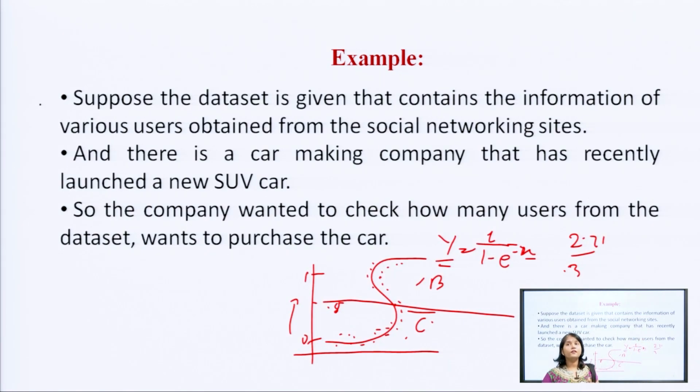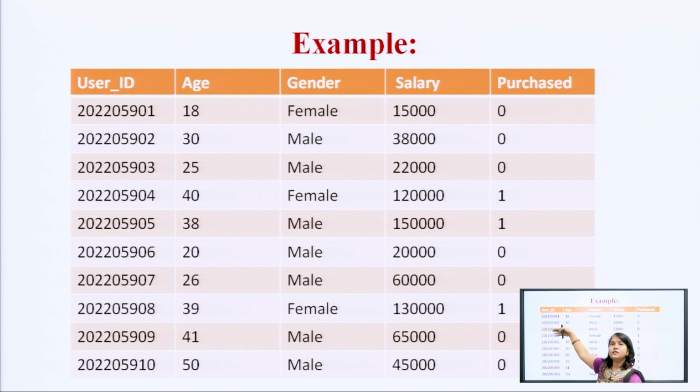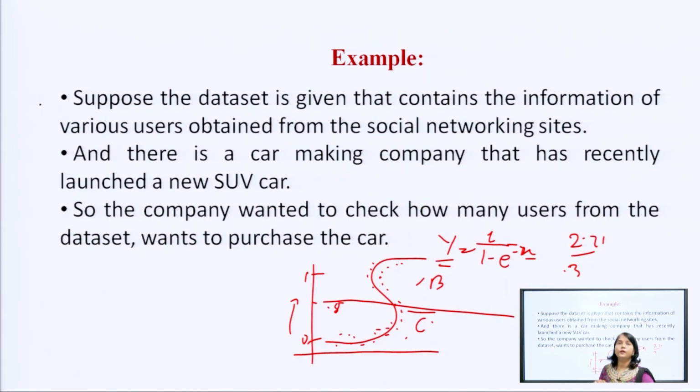Suppose the data set is given and contains the information of various users: user ID is given and these are basically the details of customers. This data is provided to you by the supervisor or from a social networking site, it does not matter where from. What you have to decide is which will be your target customer, who will buy your product. So, how will you decide this?